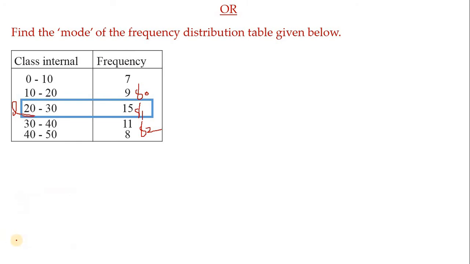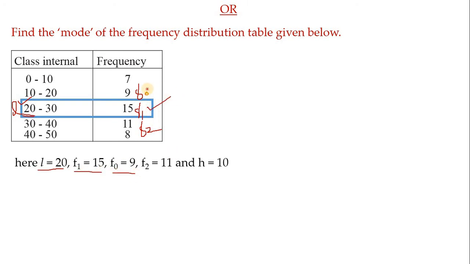First, see here the L value is 20. Here is the L value, so the lower limit of the modal class. So F1 is here 15 and F0 is here, that is 9. F2 is here, that is 11. And H, the difference between the lower limit and the higher limit, that is 10. Otherwise, the size of the class interval also we can say. So the size of the class interval is 10 itself.